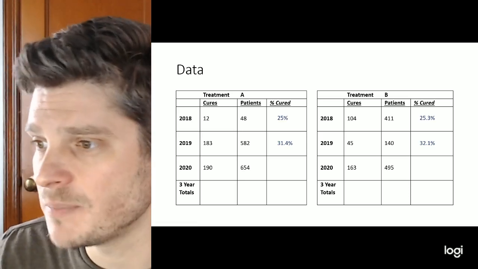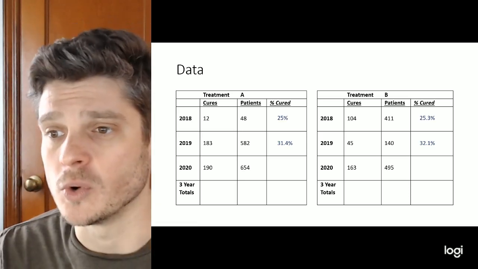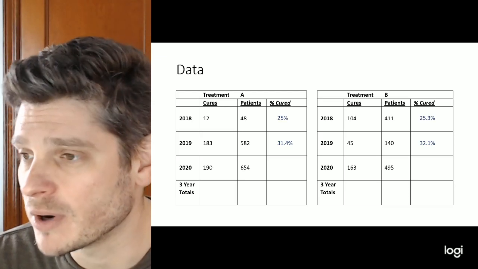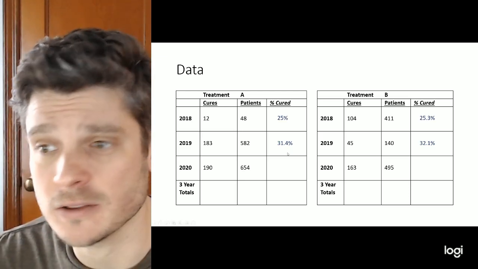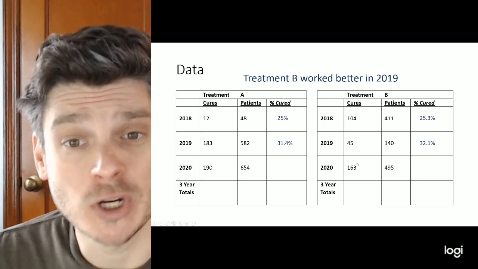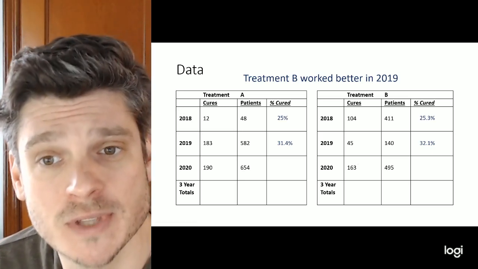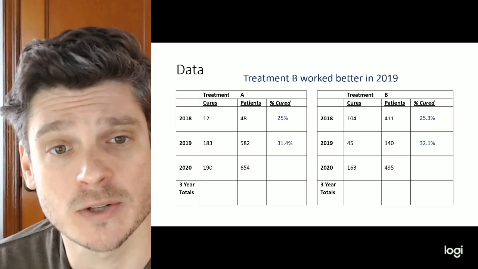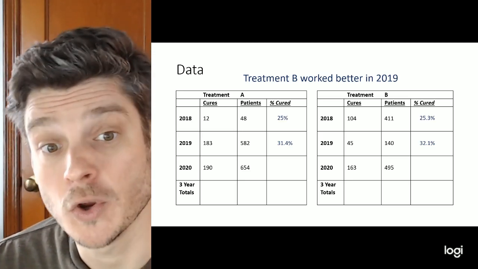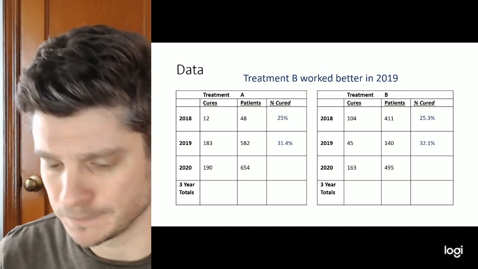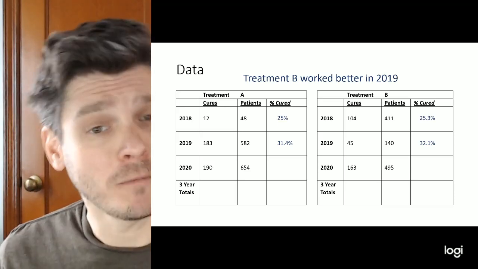And again, let's compare. So which one was better? Treatment A was 31.4%. Treatment B was 32.1%. So again, it looks like absolutely treatment B was the better choice in 2019. If you wanted to have your cancer cured, you would have had more luck if you were in treatment B's group. All right, so hopefully we get the process.